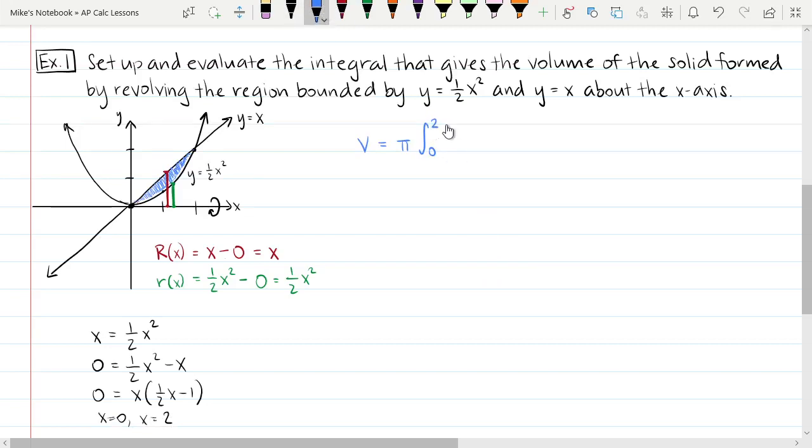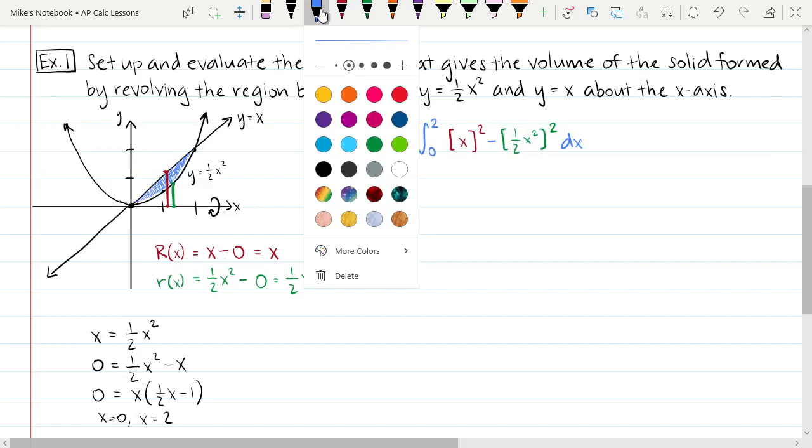All right, so now remember it's big R squared, so that's going to be x squared minus little r squared, and that's going to be 1/2 x squared squared dx. So this right here is the integral that we would use that gives the volume of the solid formed by revolving this region about the x-axis. So now let's go ahead and evaluate this.